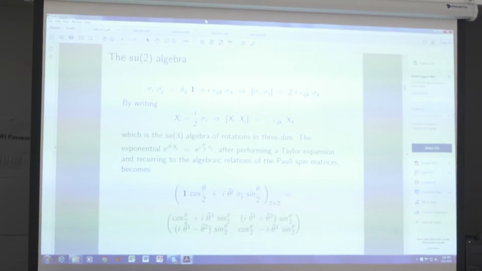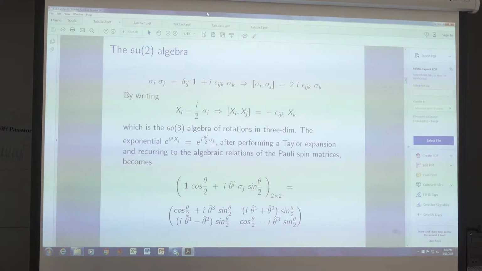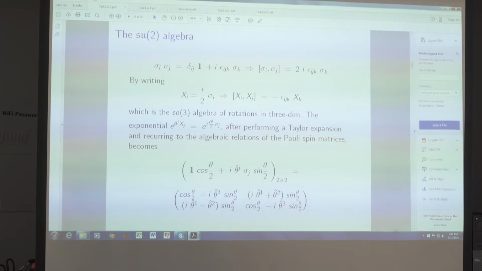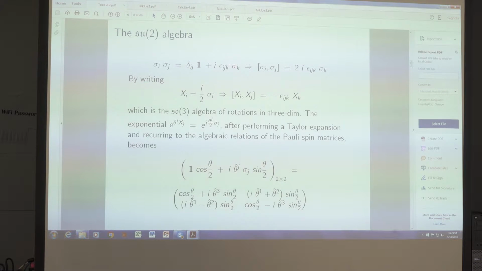Okay, now let's perform a Taylor expansion of this exponential. Remember, when you square a Pauli spin matrix, when I equals J, you're going to get a 1 here. And the antisymmetric part you'll kill, because the epsilon symbol, when two of its indices are equal, is 0.